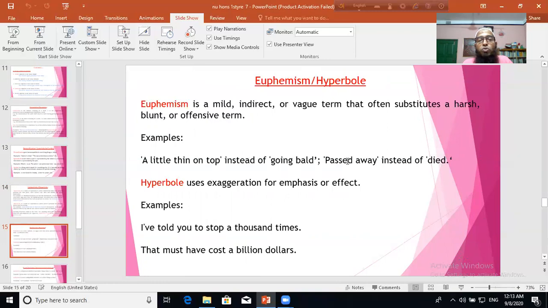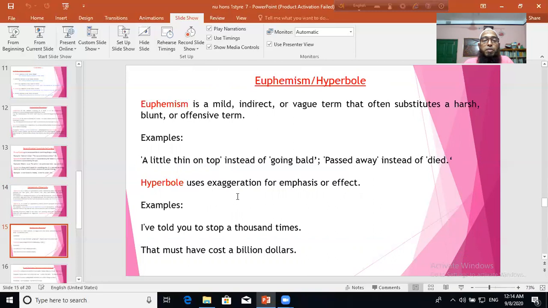You can understand this one: passed away. Passed away means what? Died. Instead of saying his father has died, which sounds harsh, it does not sound good actually. But if we say his father has passed away, it sounds mild. That's why this mild expression of harsh things is called euphemism.